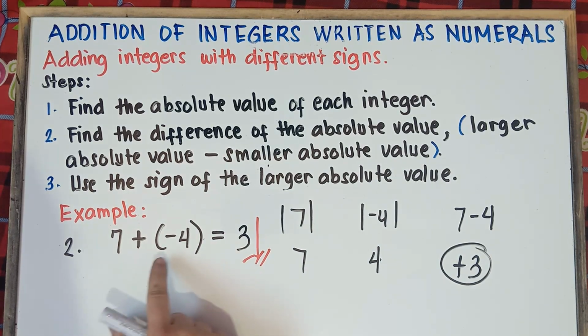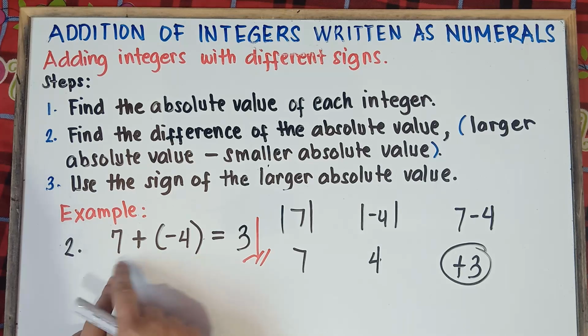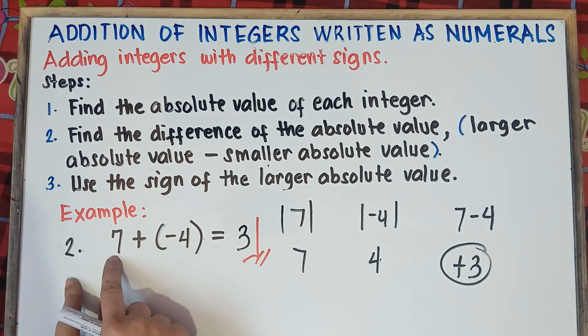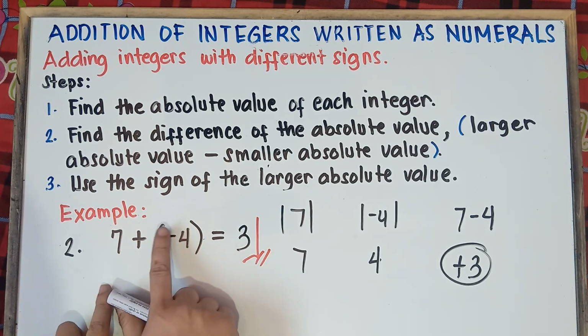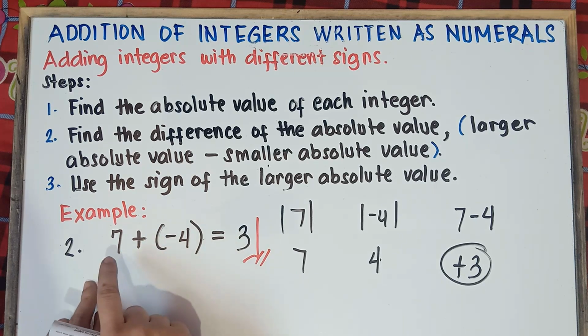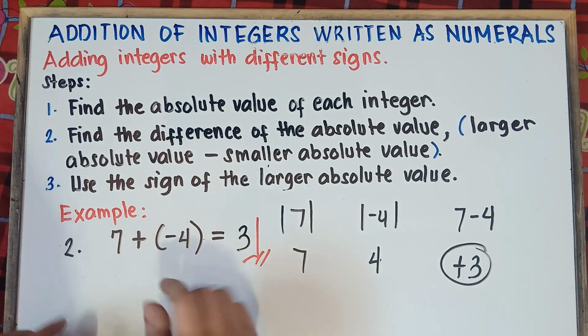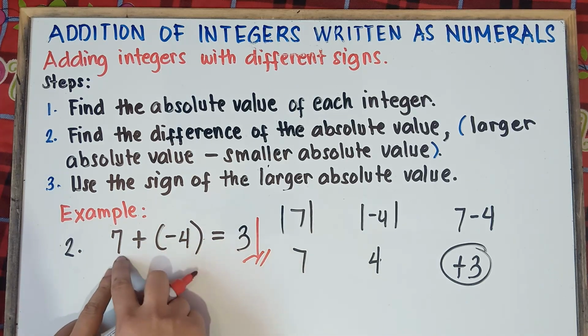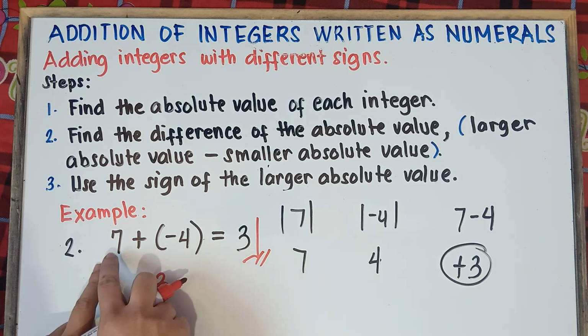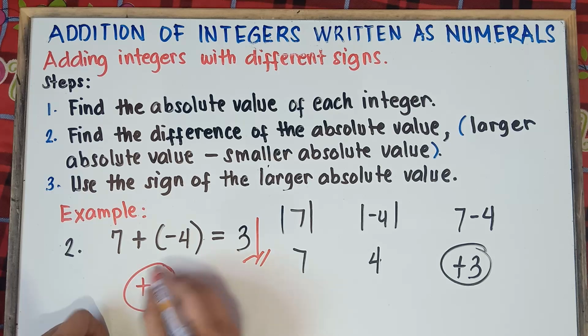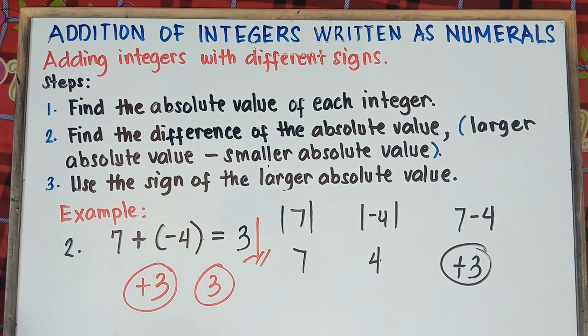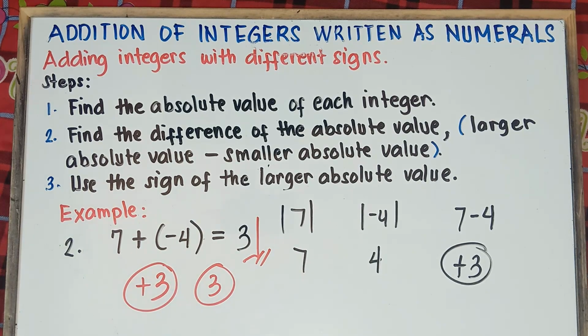So let's have the shortcut way. 7 plus negative 4. Once again, if the signs are not the same, we have positive 7 and negative 4. Ignore first the sign. Subtract. That would be the larger number minus the smaller number. 7 minus 4, that is 3. Now 7 is greater than 4, we copy the sign. Therefore, our answer is positive 3. Simple as that, class, in a shortcut way.